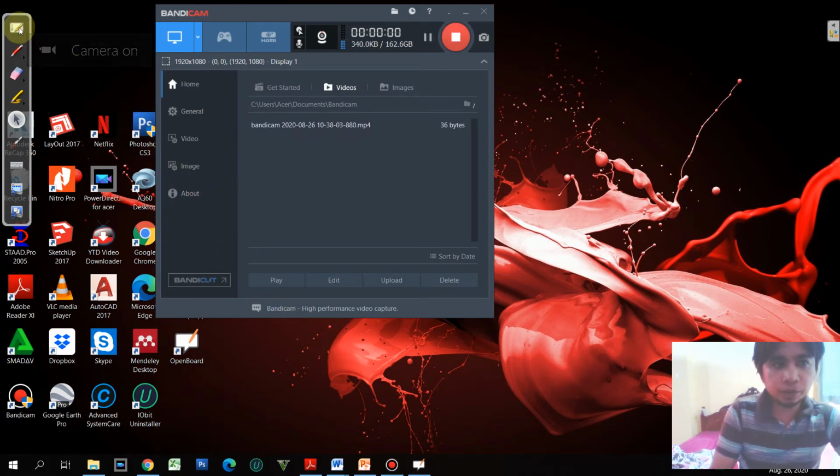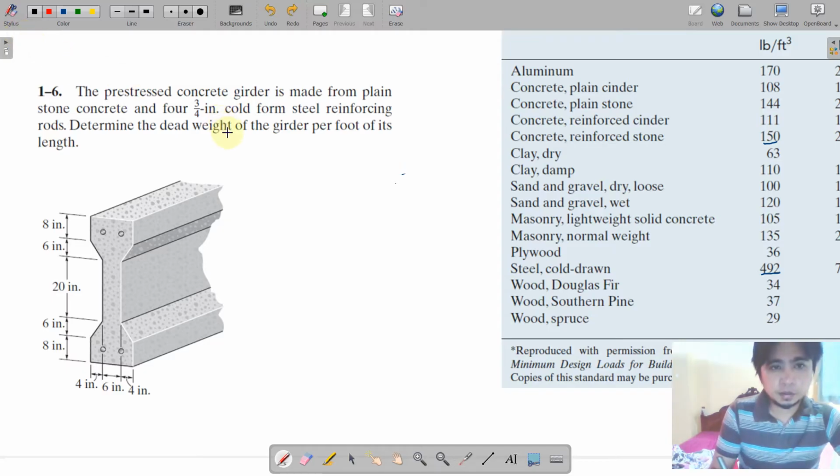Now proceed to our lectures on the loadings. So for problem number 6, this is an example of the dead load calculation. As we can see here, we have a girder that is made up of two materials, that is plain stone concrete, and steel reinforcing bars, or cold form steel reinforcing bars.